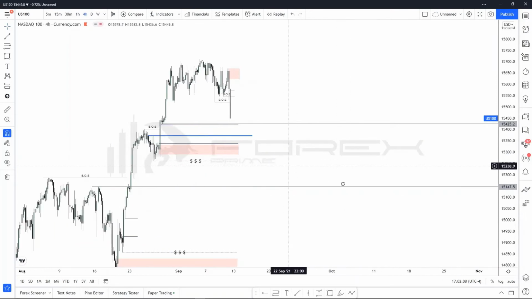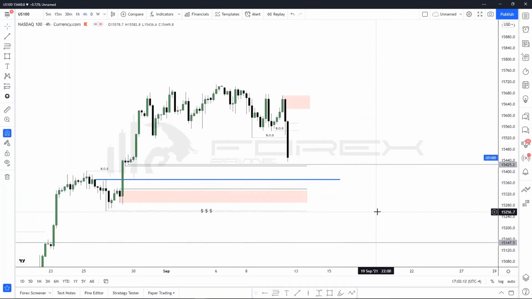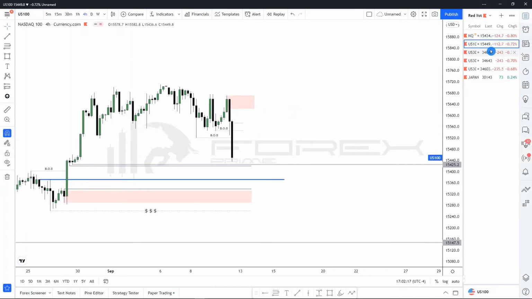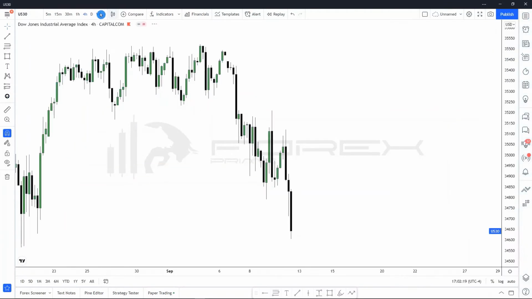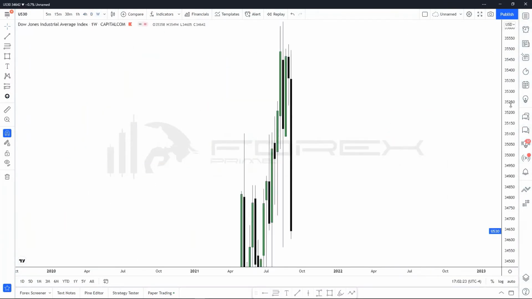Yeah, so that's it, Nasdaq in a nutshell. Right, so that is what I will be looking at for longs and for shorts. Let's just take a look at US30 and see what we can expect on those babies. So let's see what we have on the weekly.